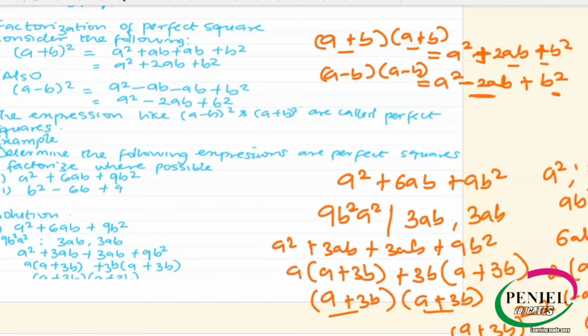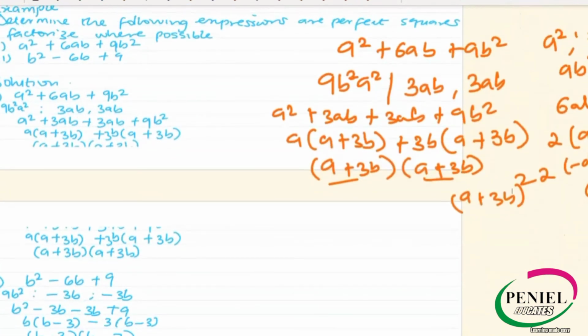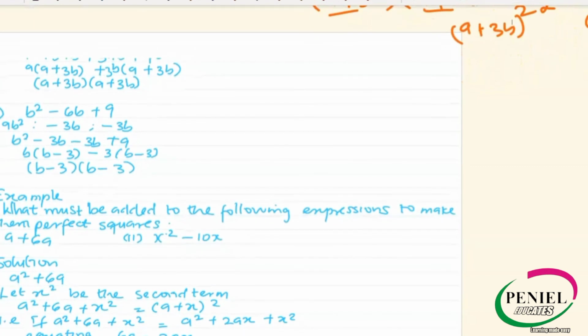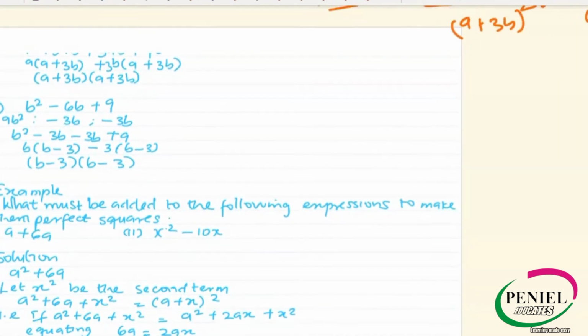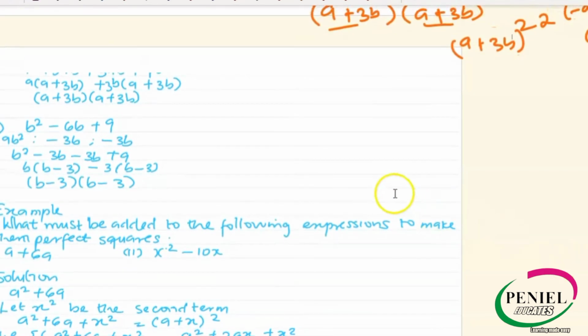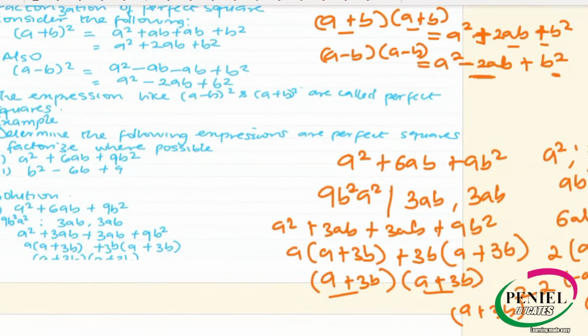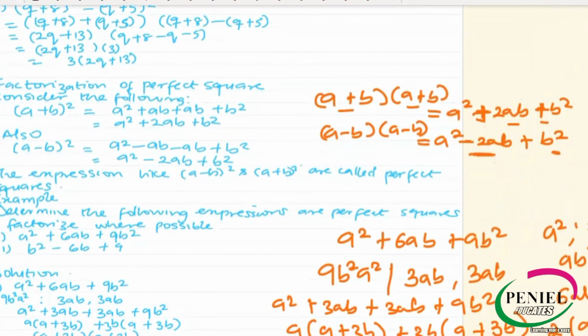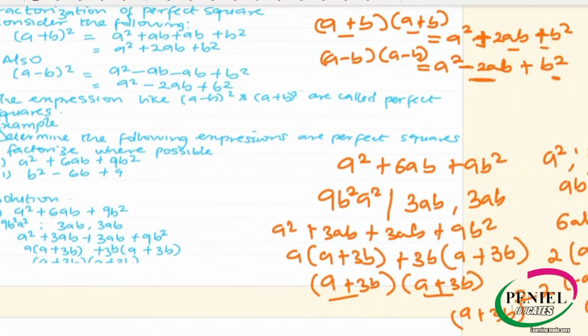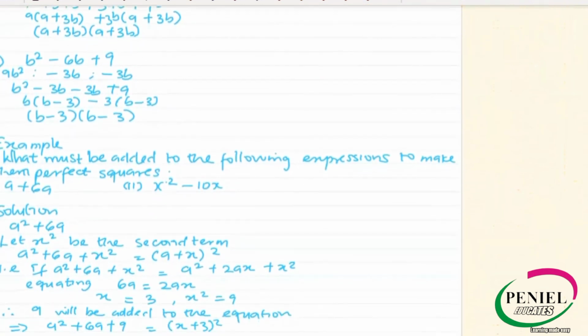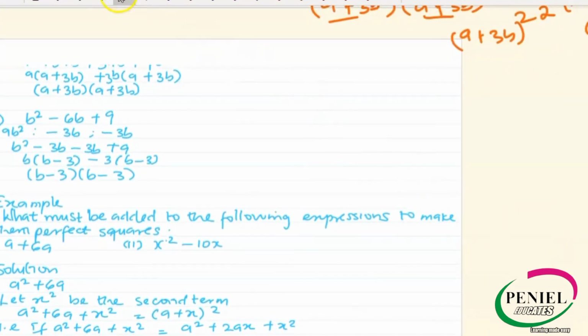Now let us look at further examples. Alright, so let us look at b square minus 6b plus 9. Okay, so we're still looking at if the expressions are perfect square, and we should factorize if possible.